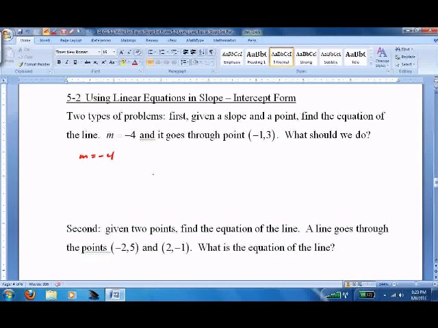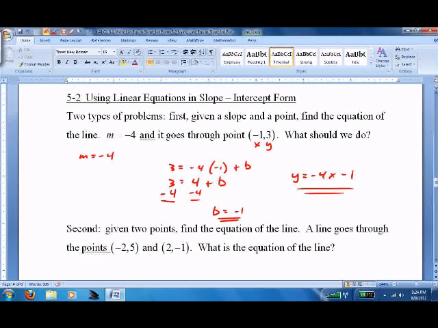So put in y equals mx plus b. Call this the x value, this is the y value. So 3 equals -4 times -1 plus b. 3 equals 4 plus b. b equals -1. y equals -4x minus 1. Check real quick. -4 times -1 is 4, minus 1 is 3. That's it. Looks good.